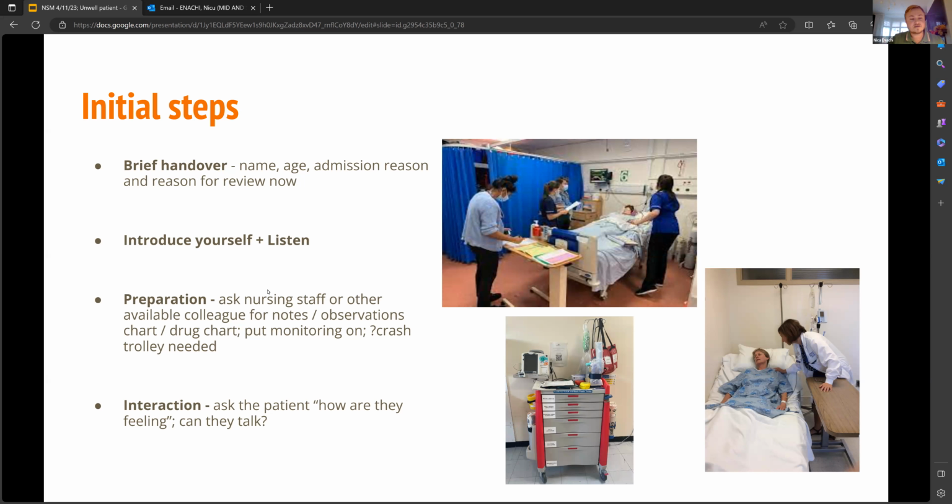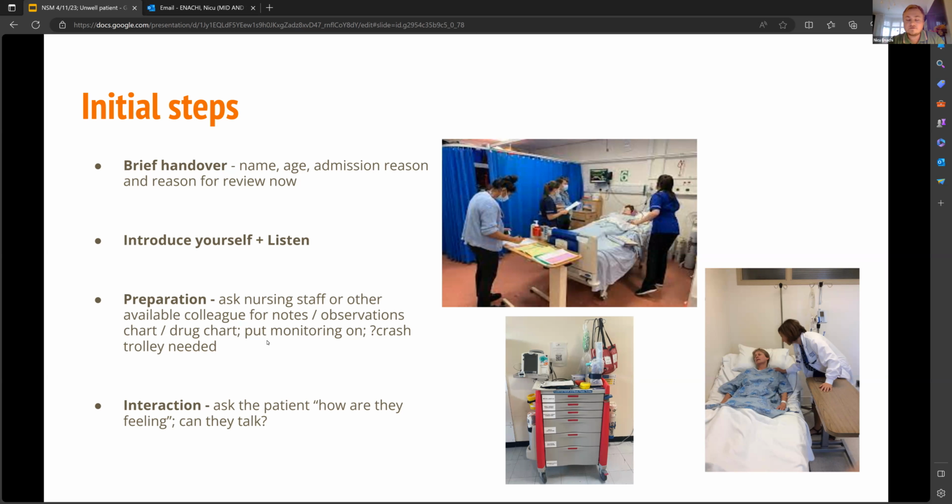So after you've taken the handover from the person who's asked you to review someone unwell, make sure that you ask them for a favor in return. Okay, well, can you please grab me the notes of the patient? Or very commonly, and I guess most of the hospitals in the NHS have a computer on wheels, can you grab a computer on wheels for me? Or can you bring in the drug chart? In some places it can be on the intranet, or it can be on paper.